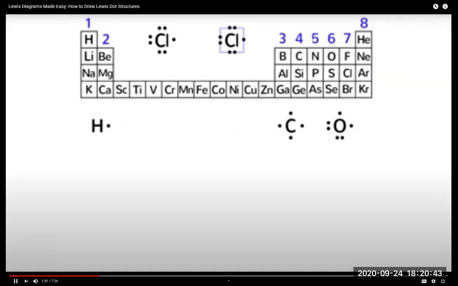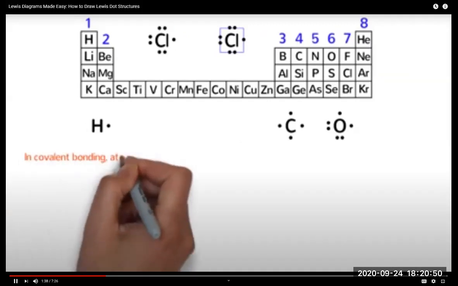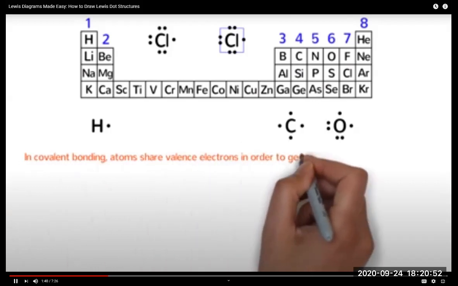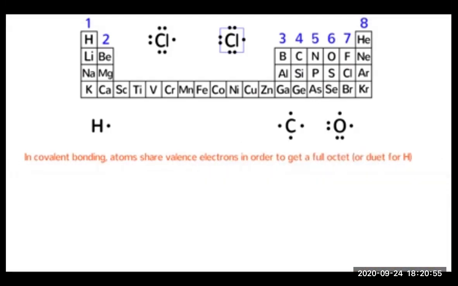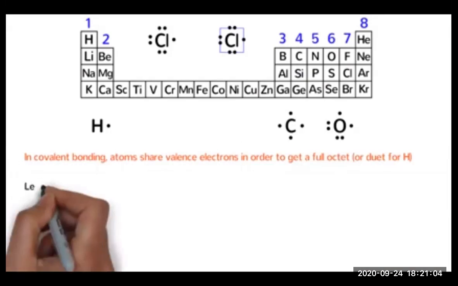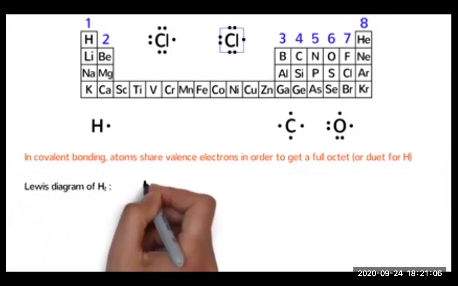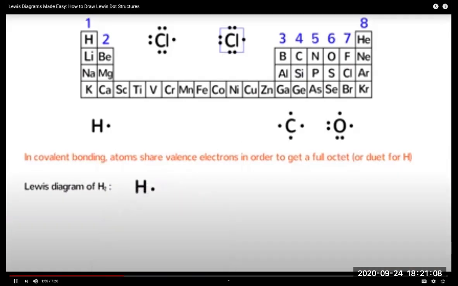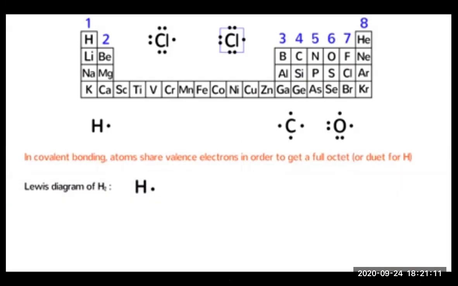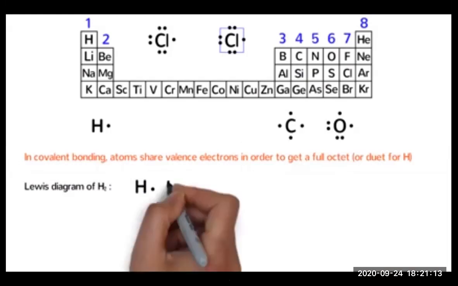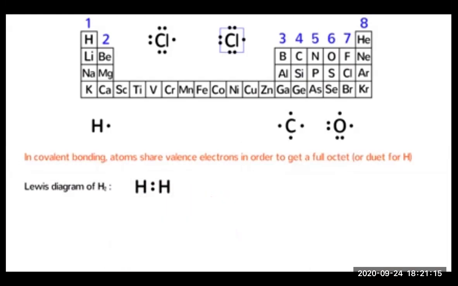Lewis diagrams are often used to represent covalent bonding in molecules and ions. In covalent bonding, atoms share valence electrons in order to get a full octet, or duet. That is, every non-metal element wants 8 valence electrons, except for hydrogen, which only wants 2. The simplest molecule possible is that of hydrogen, H2. A hydrogen atom has 1 valence electron, but it wants to have 2. So in order to satisfy its desire for another electron, 2 hydrogen atoms will share their electrons with each other.